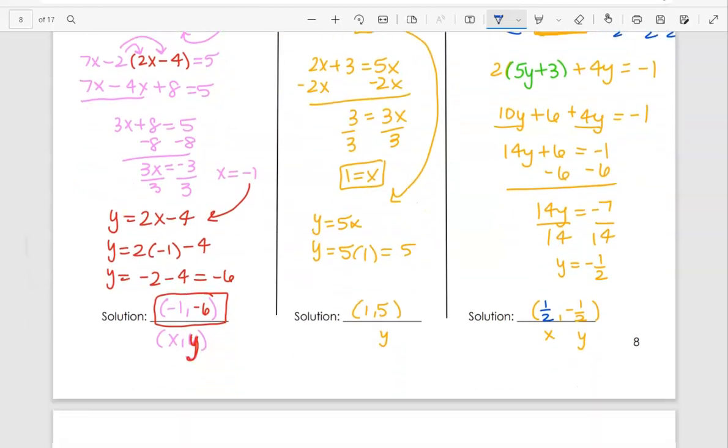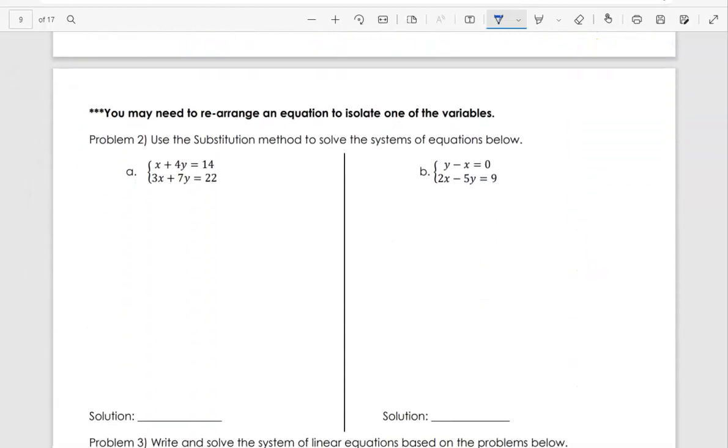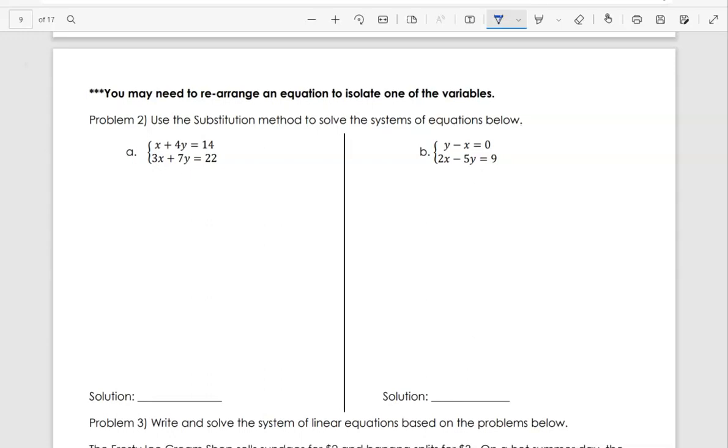So let's practice now on this next page. We may need to do some rearranging to isolate that one variable. So these take a little bit longer. So if you look at A, notice there isn't an equation where the variable is already by itself. So I need to pick one of those variables that has a coefficient of 1. Coefficient of 1 means the number right in front of the variable is a 1, or it's not there. What I'm looking at is right here, this x. That has a coefficient of 1. The next one has a coefficient of 4. This one has a coefficient of 3. This one has a coefficient of 7. Having a coefficient of 1 is easier.